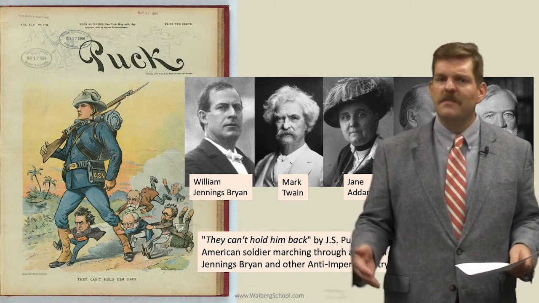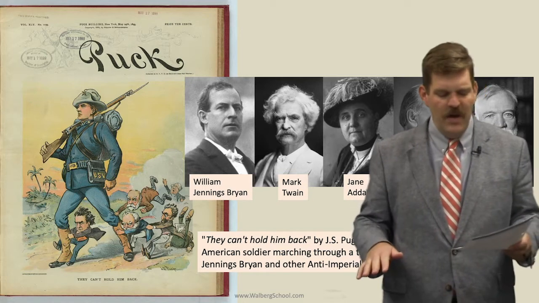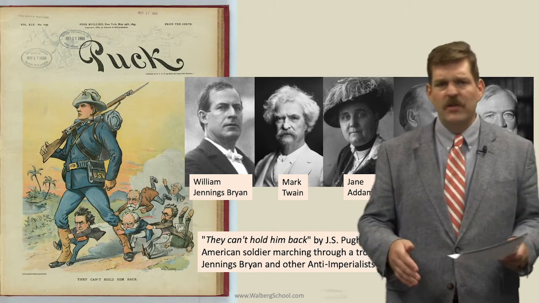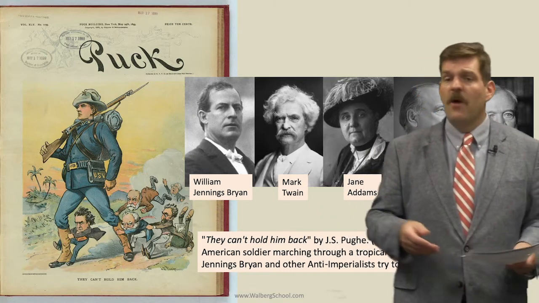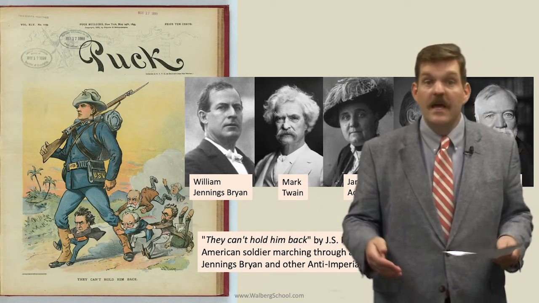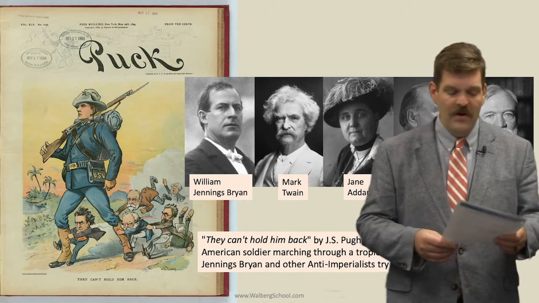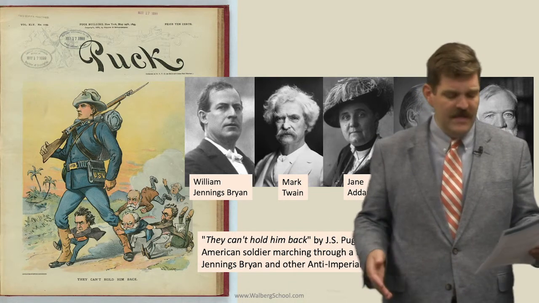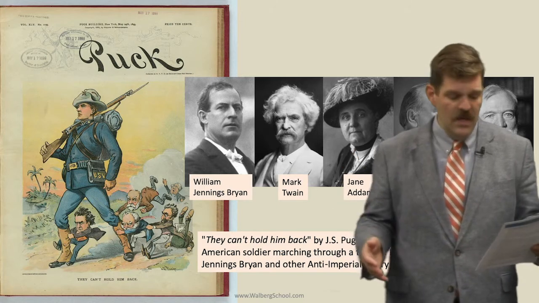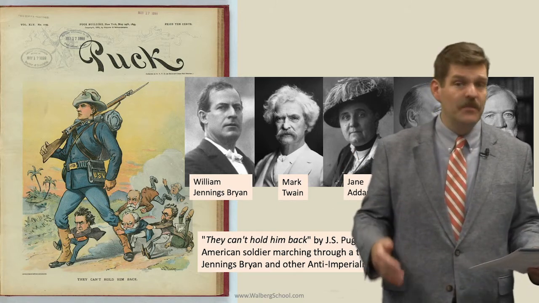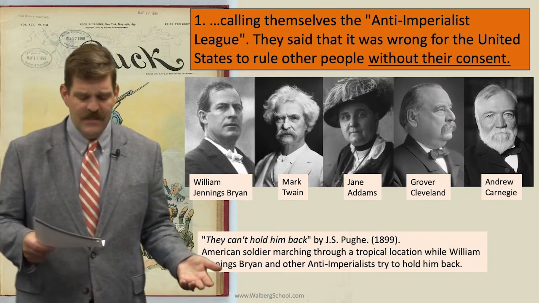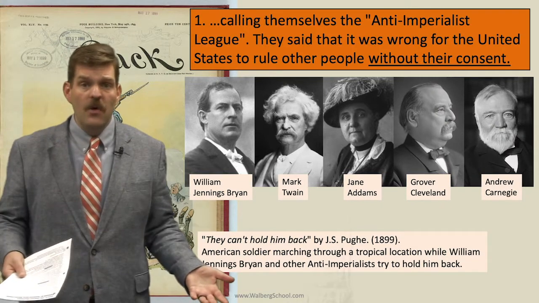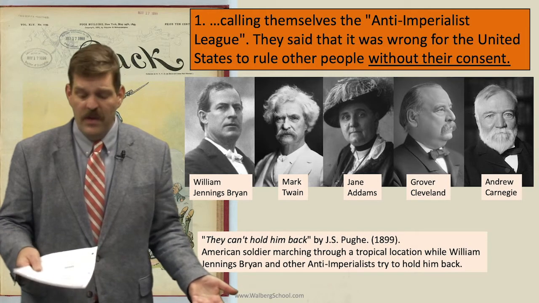But it wasn't just William Jennings Bryan. There were a number of leading citizens, including some people that we've met already, Jane Addams and Mark Twain and former President Grover Cleveland and even the industrialist Andrew Carnegie. They and a number of other peace advocates enlisted in that cause, calling themselves the Anti-Imperialist League. The Anti-Imperialist League said that it was wrong for the United States to rule over other people without the consent of those people that were being ruled over.